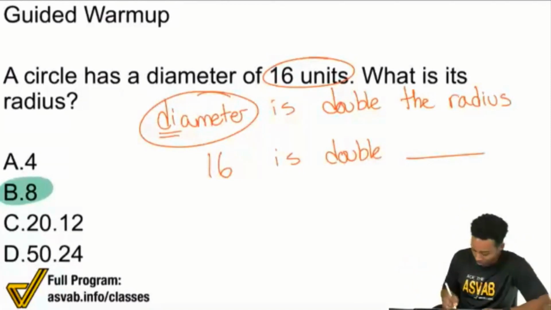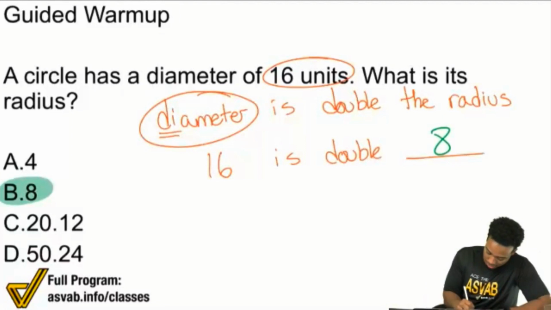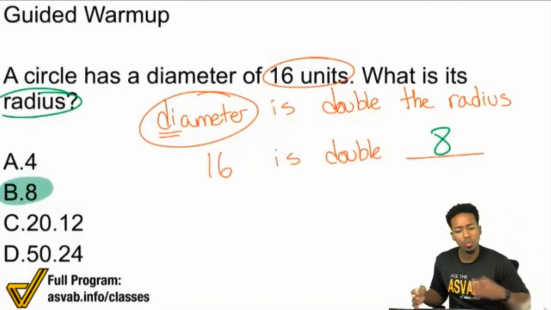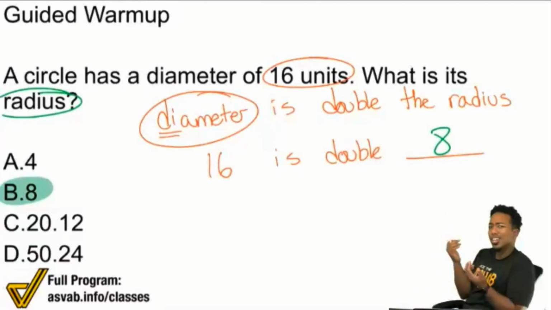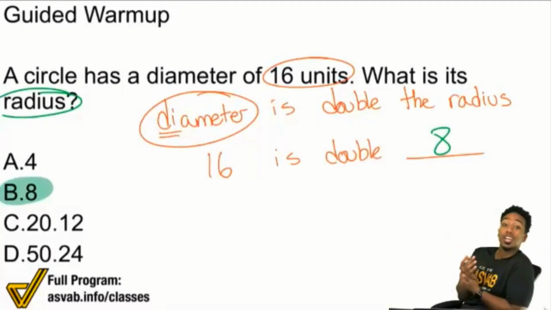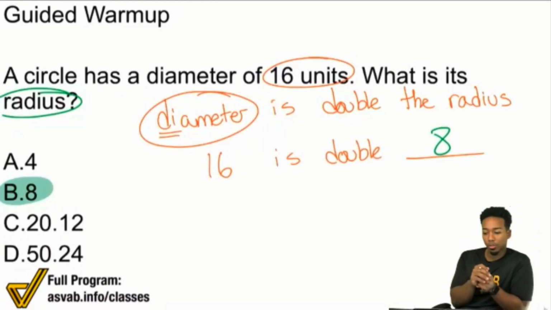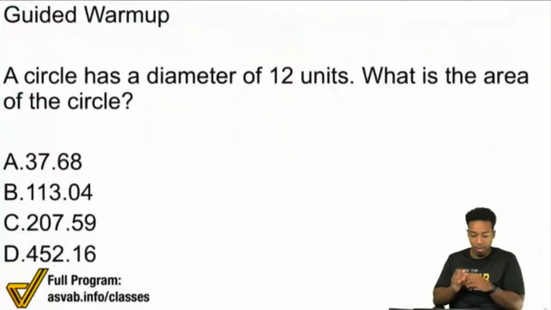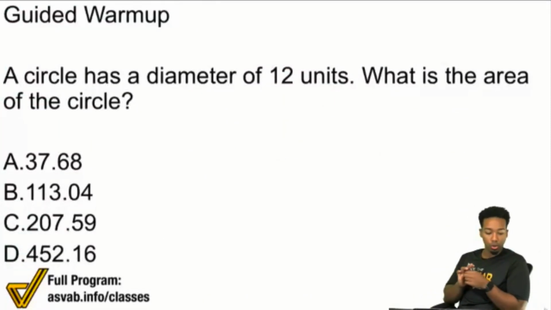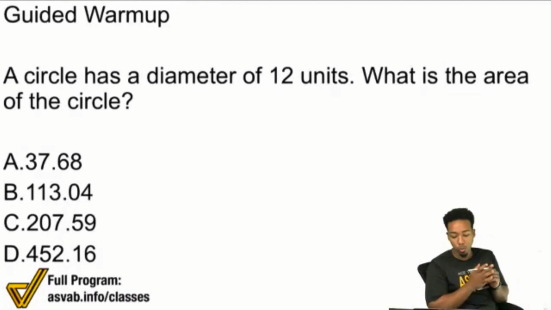And you ask yourself, well, cut in half. That's going to be double 8 right there. So that's one way to think about it. You don't always have to set up an equation or anything. You can just straight up look at it with English. If 16 is supposed to be double the radius, well, 16 is double what number? 2 times what number? 8 divided by 2. Booyah.